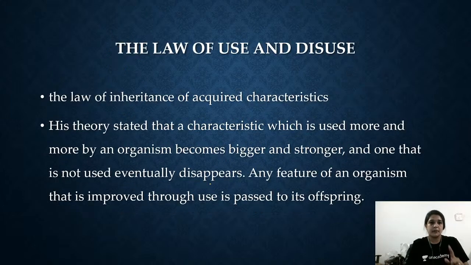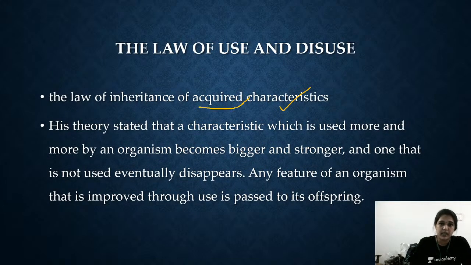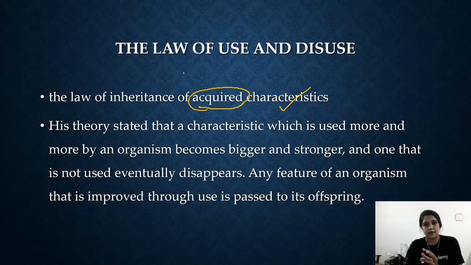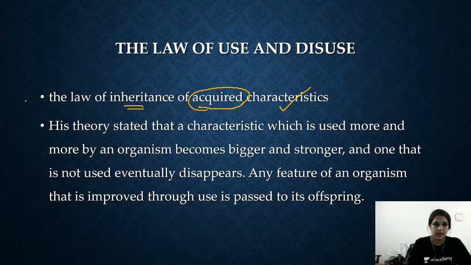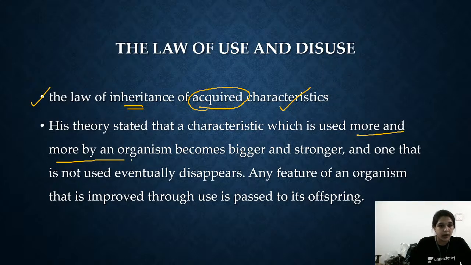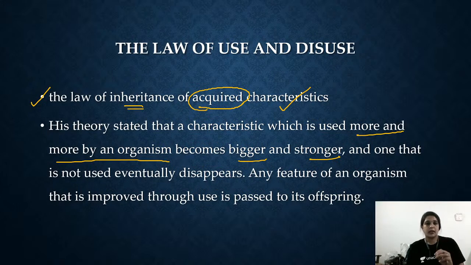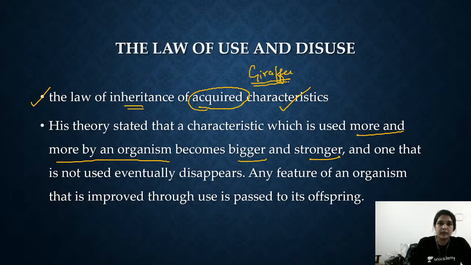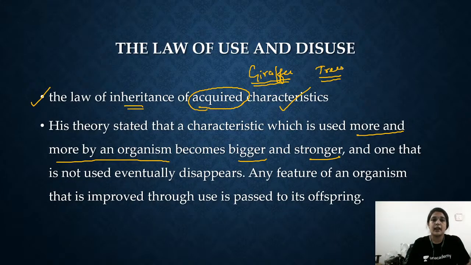There are two ideas. Number one, the law of inheritance of acquired characteristics. What are acquired characteristics? During its life, a species acquires some characteristics, and those characteristics will be inherited. That is the first law. Second, his theory stated that a characteristic which is used more and more by an organism becomes bigger and stronger. Let's take the giraffe, which he uses as an example. According to him, the giraffe had to feed on trees, so it started stretching to reach those leaves. When it used its neck for a very long time, it became bigger and stronger. That is his ideology.